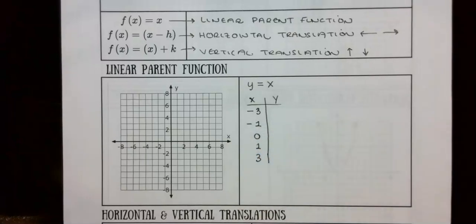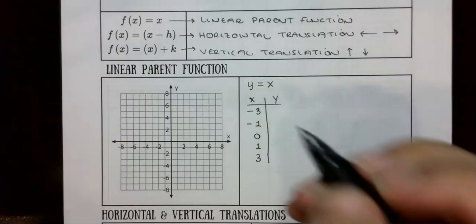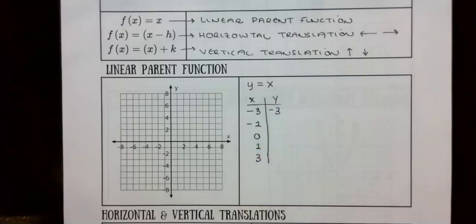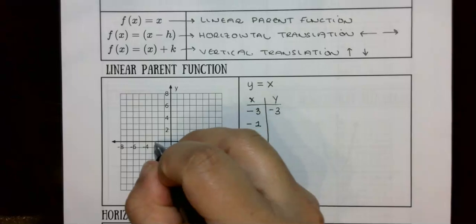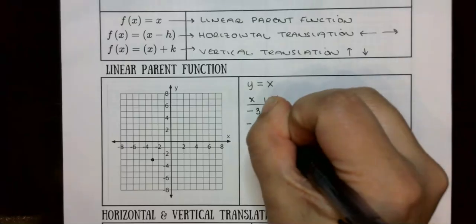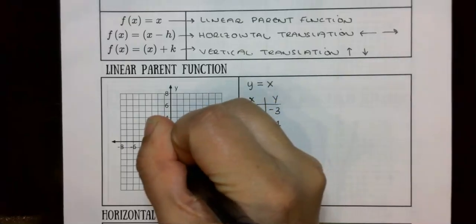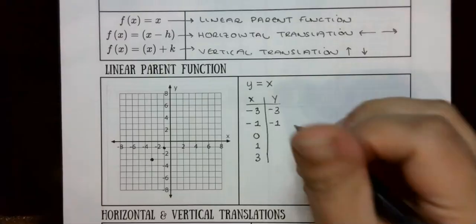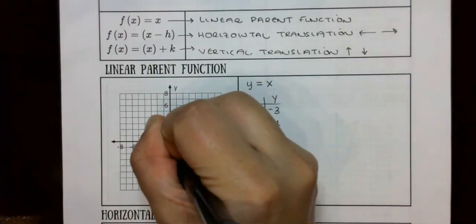One of the things that I want to point out, there's nothing special about this set of numbers. I just picked some numbers that were negative, I picked 0, and I picked some positive numbers to get a general idea of what the entire graph is going to look like. Because this says that y is equal to x, that means that if x is -3, so is y. So I'm going to go ahead and graph this: -3, -3. And if x is -1, so is y. So -1, -1. If x is 0, so is y. 0, 0 is right here.